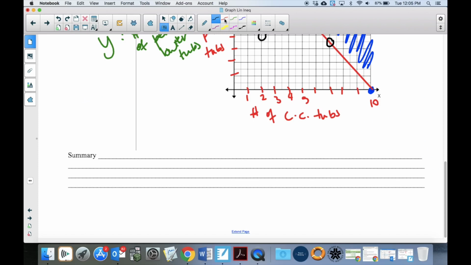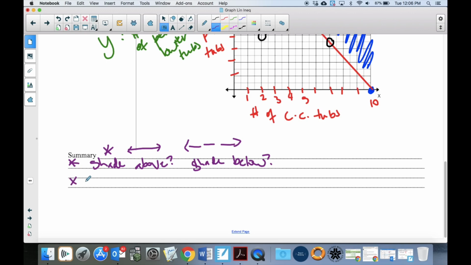But I do want you to write some things down in the summary. Some things you could write down is when is it solid and when is it dotted. Something else you could write down is when do you shade above and when do you shade below. Now, right now, I'm writing down suggestions. You need to be writing down full sentences. These are not full sentences. You need to write down full sentences of how you would do this.